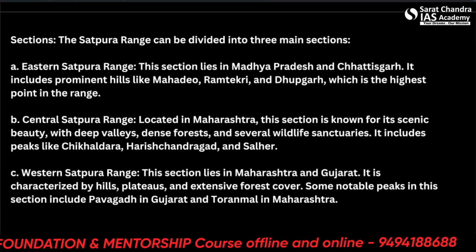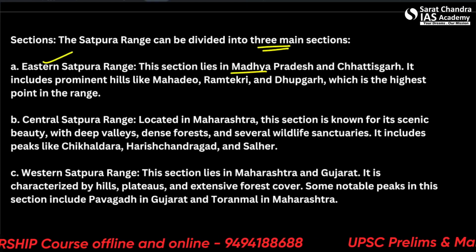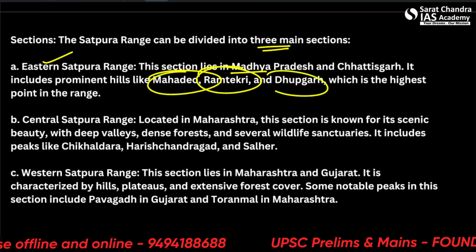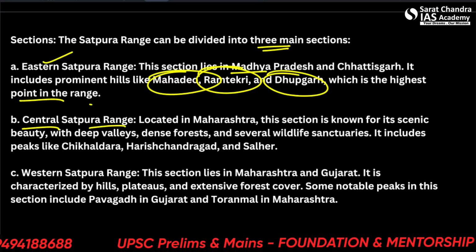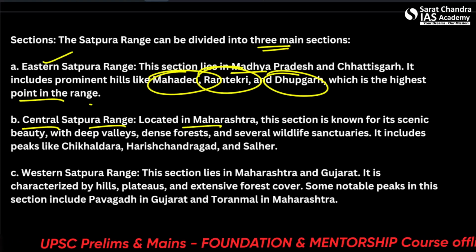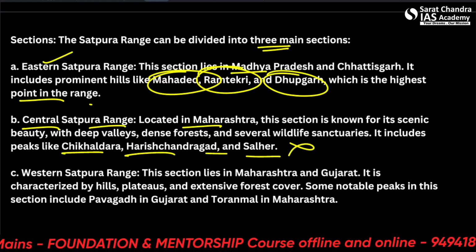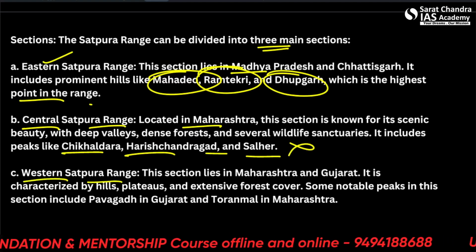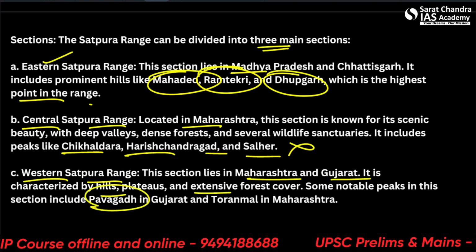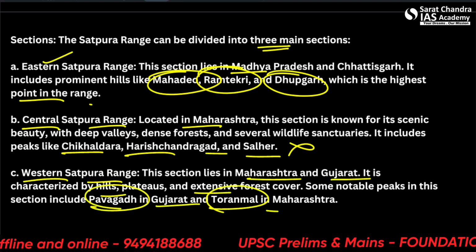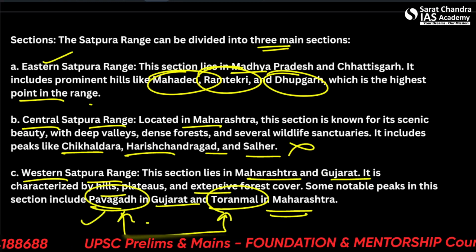Alright. So this can be divided into three main sections. Eastern Satpura range, it contains Mahadev Hills, Ramketri, Dhupgarh, which is the highest point in the range. Central Satpura range, it is located in Maharashtra and this has Chikaldara, Harishchandragarh and Salthar. These are not very important. Western Satpura range, it is in Maharashtra and Gujarat and characterized by hills, plateaus, etc. Some important are Pavagadh in Gujarat and Toranmal in Maharashtra. These both are important. Pavagadh especially is important.